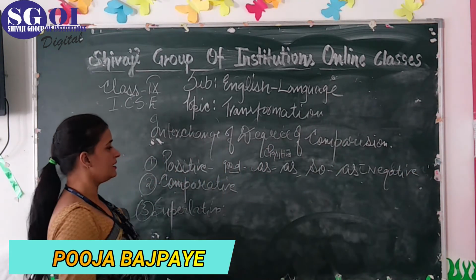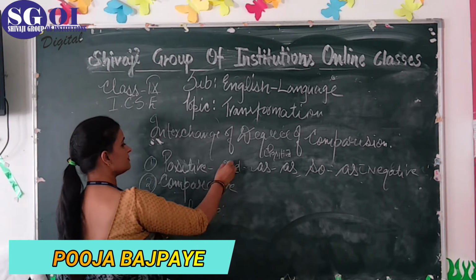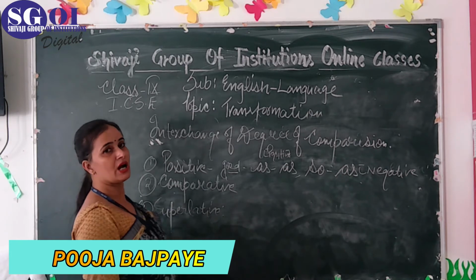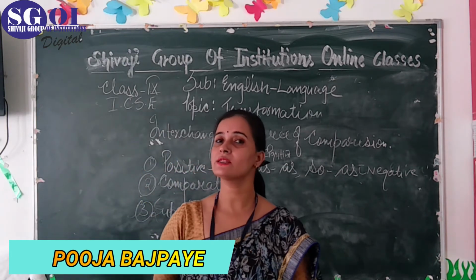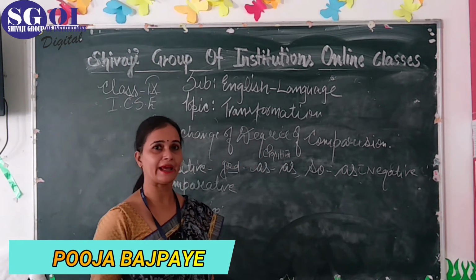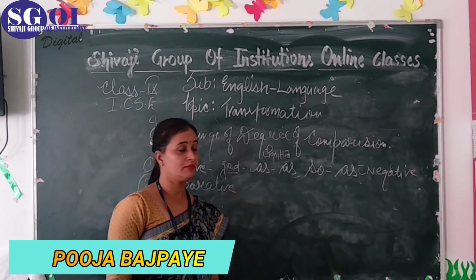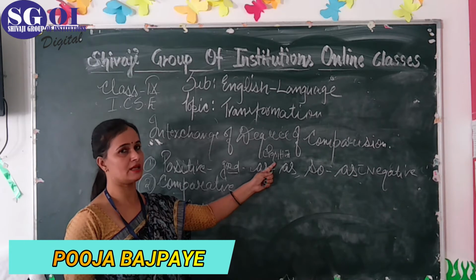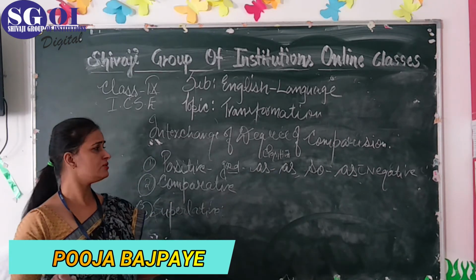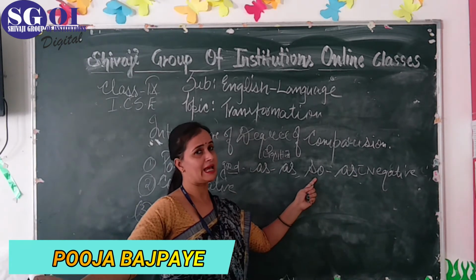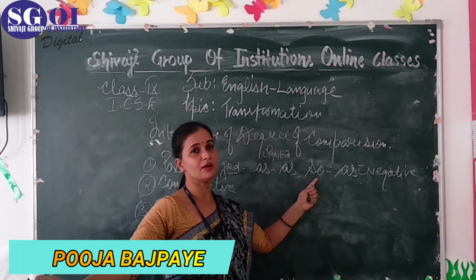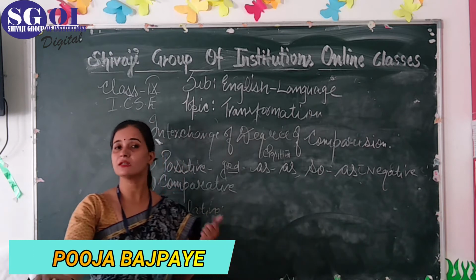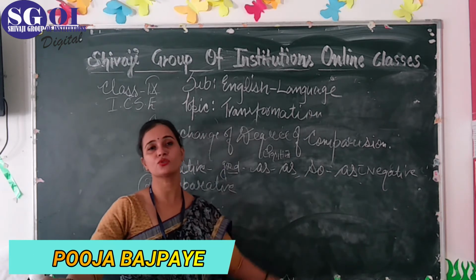In the positive degree we use the actual word. Just like 'You are as good as my brother.' We are using 'as' because it gives a positive sense. If you want to say 'You are not so good as my brother' or 'You are not so intelligent as my brother', here the sentence is in negative form, that's why we are using 'so... as'.